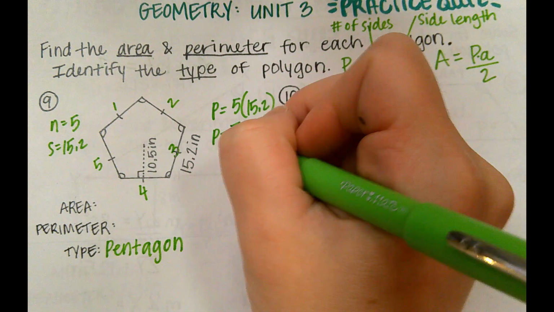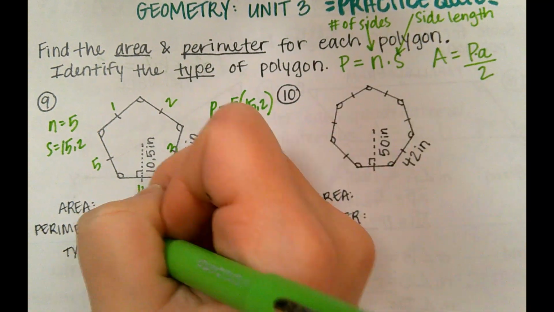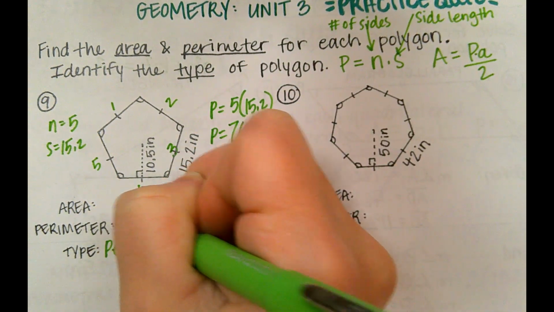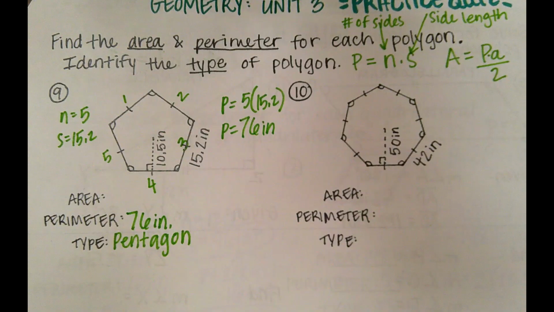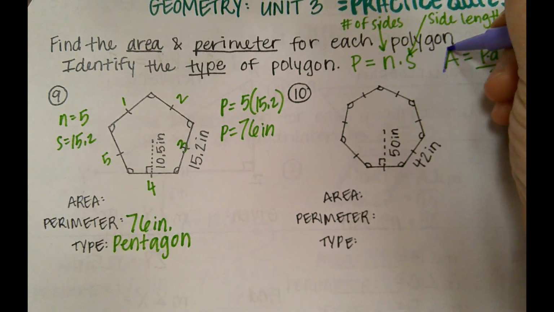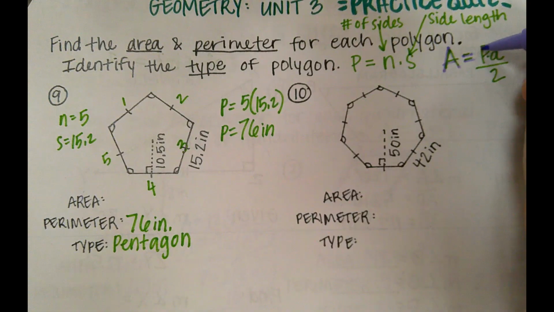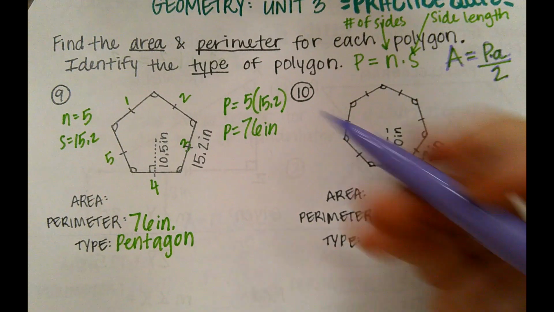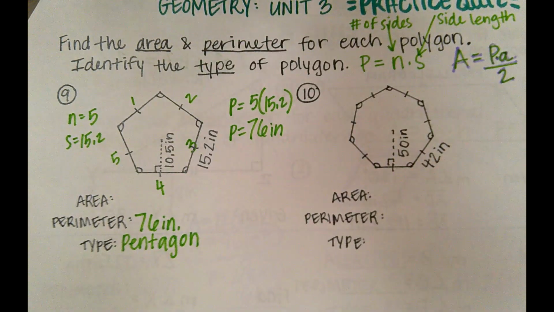Seventy-six. Good. That's right, 76 inches. Thank you. Okay, now for area. What is that formula? It's perimeter times what, that thing called? What's the little apothem? And the apothem is the dotted line in the middle, which is 10.5.